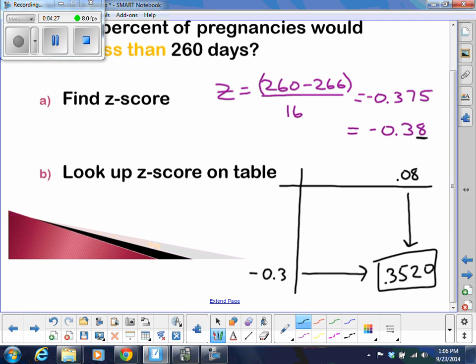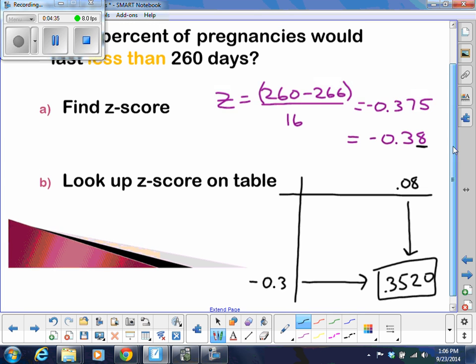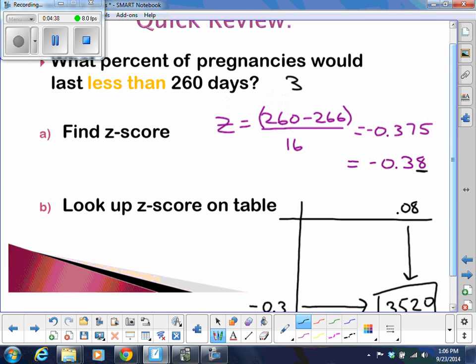Okay, so that's how much area is to the left of a z-score of negative 0.38. So that's our answer here. It's 35.2%. Because again, this table works for any standardized normal distribution, and you standardize it by finding the z-score, which is what we did. Okay, so that would be the answer there.